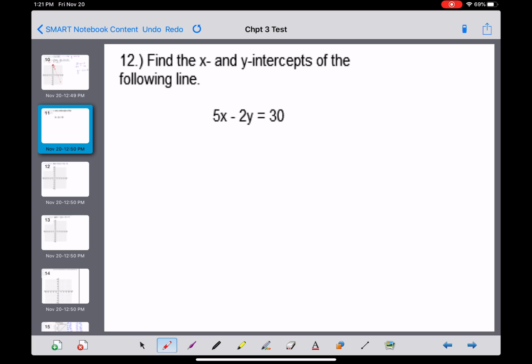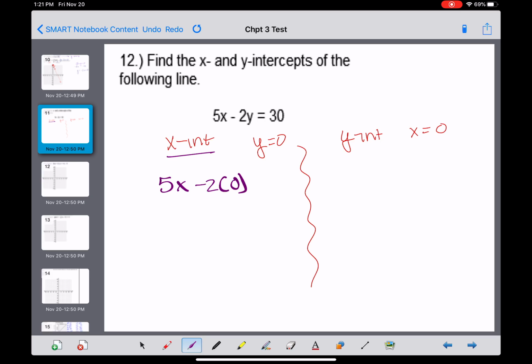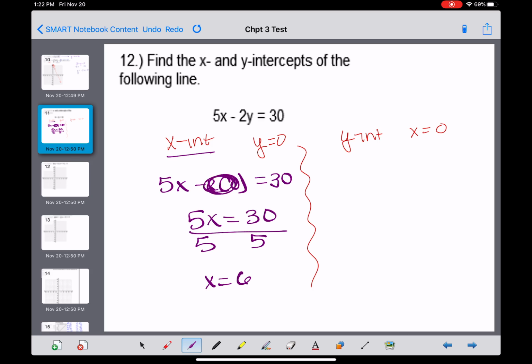Finding the x and y intercepts. When we find the x-intercept, the y value is 0. When we find the y-intercept, the x value is 0. So I'm going to substitute 2 different times. So for the x-intercept, I'm going to substitute 0 in for y. 0 times anything is 0. So I'm left with 5x is equal to 30. And x is equal to 6.